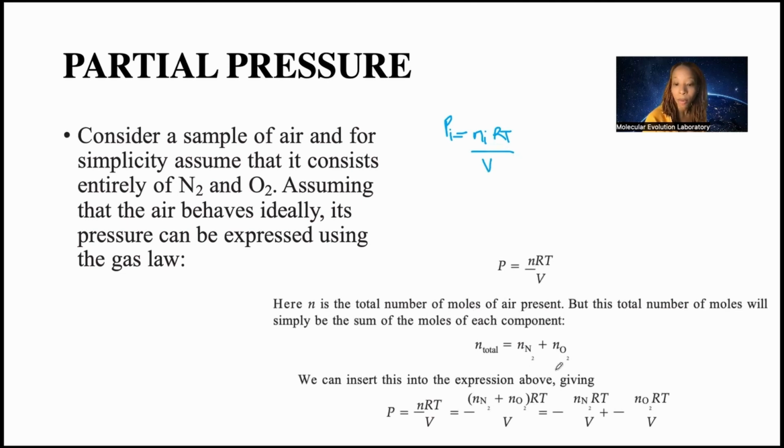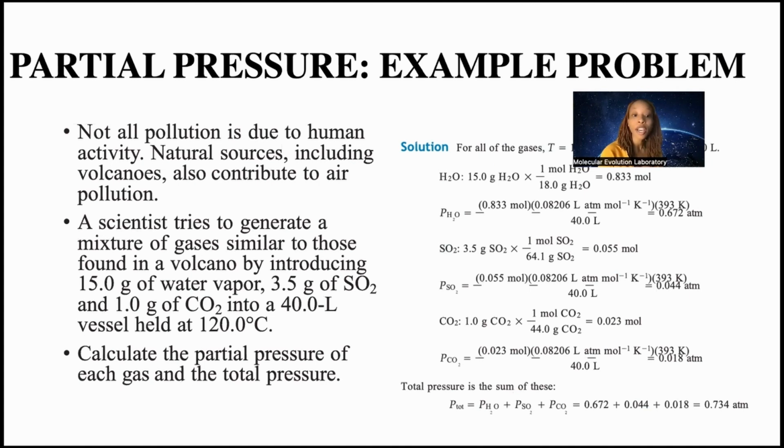For example, nitrogen has an atomic mass of 14, so this would be 14 times 2, plus oxygen, which has an atomic mass of 16, times 2. So this would be 60. In this case, the total would be 60 times the constant times the temperature divided by volume. Here we have a few example problems in finding the partial pressure of a gas.